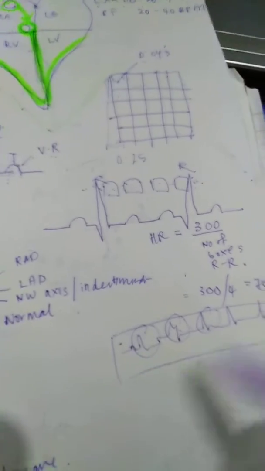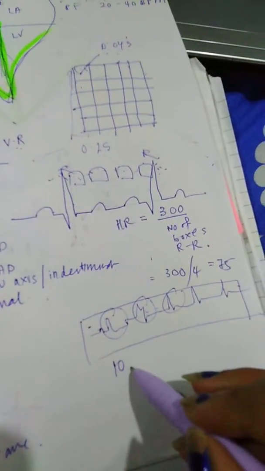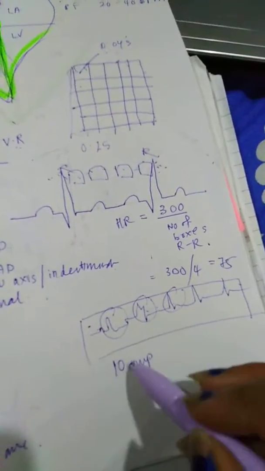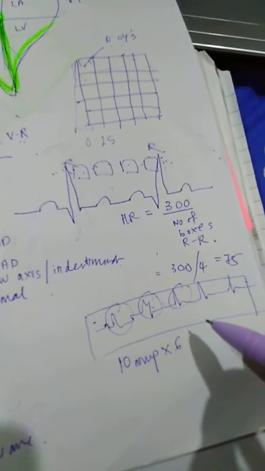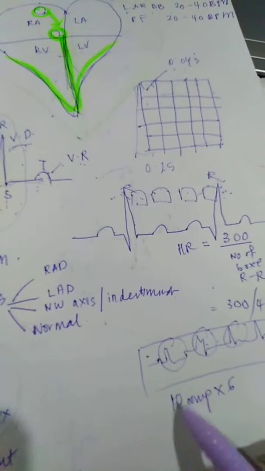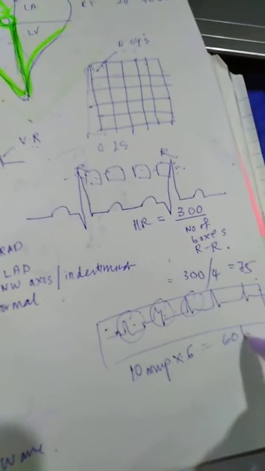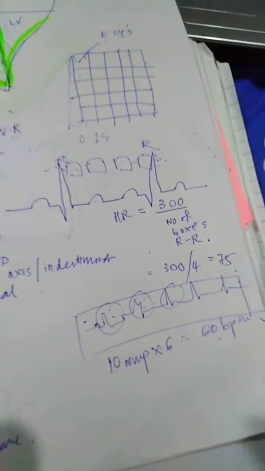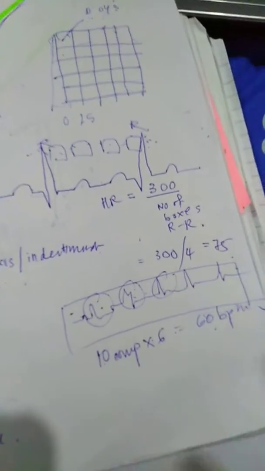So for an example, if during this 10-second strip they have 10 complexes, these 10 complexes will be multiplied by 6. So if the patient has 10 complexes, you times it by 6, you get 60 beats per minute. So this is in the lower limit of a normal heart rate. 60 beats per minute is still considered normal, but probably in the lower limit.